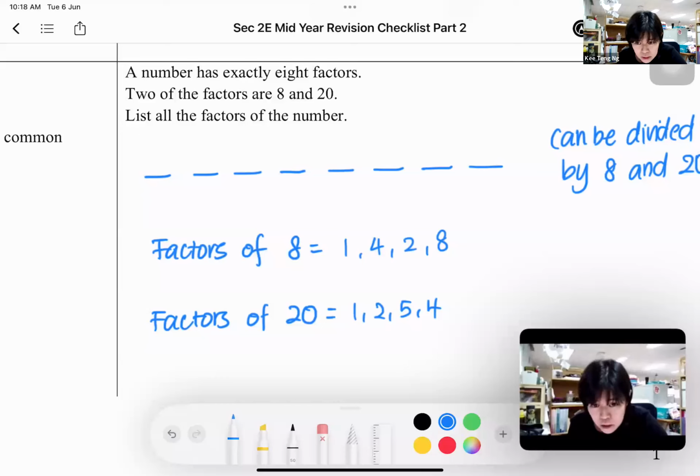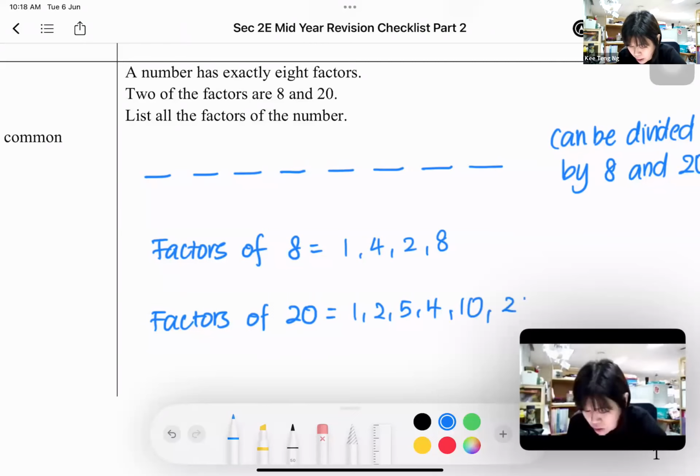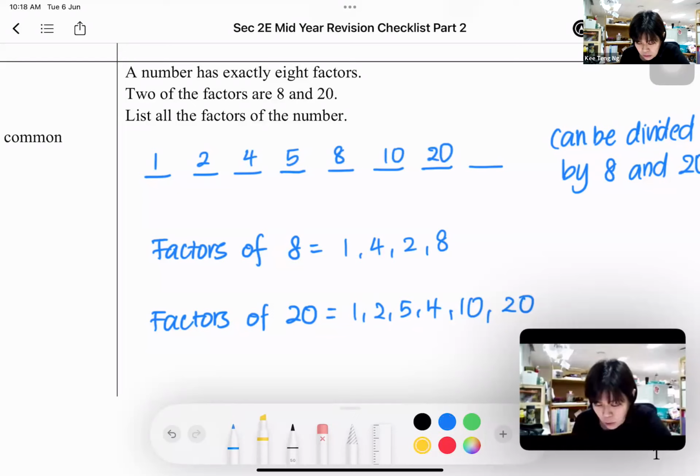Still got some more. 20 can be divided by 10. 10. And then of course it can be divided by 20. Yes, correct. 20. Yeah, correct. So I should write all this down: 1, 2, 4, 5, 8, 10, 20. Alamak, still got one more factor. What is this factor?